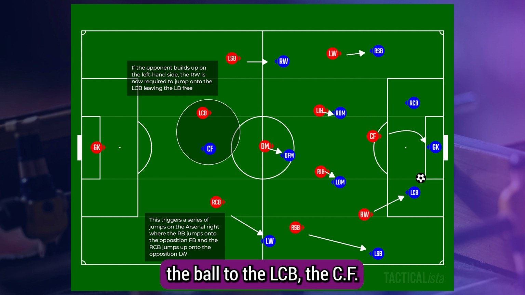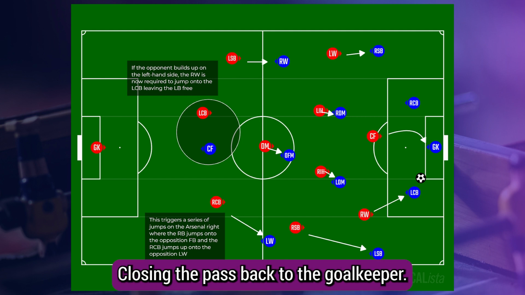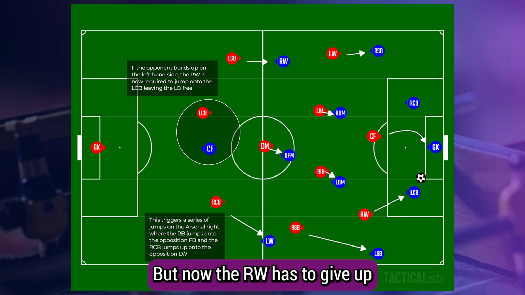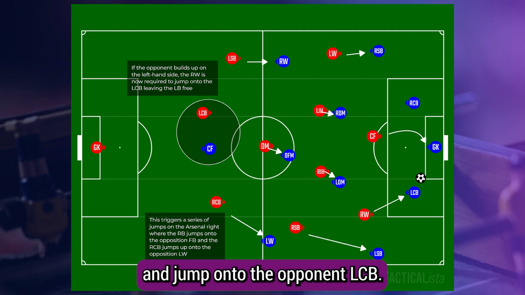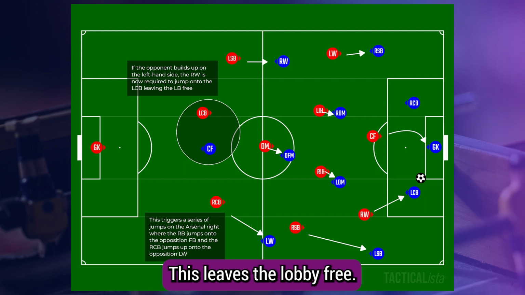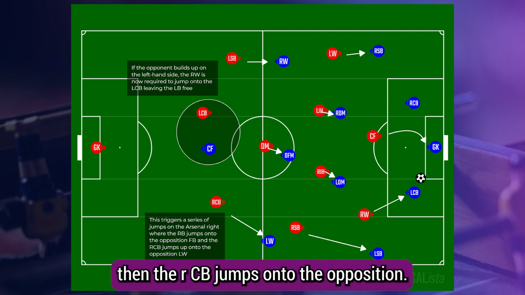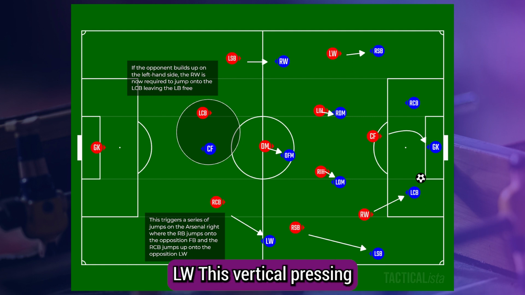When the opponent are building up on the other side, it's a different matter. If the goalkeeper plays the ball to the LCB, the CF will still curve their run, this time in the other direction, closing the pass back to the goalkeeper. But now the RW has to give up their hybrid position and jump onto the opponent LCB. This leaves the LB free, and so a series of jumps occurs by Arsenal, so that there is no free player. Firstly, the RB jumps onto the opposition LB. Then the RCB jumps onto the opposition LW.